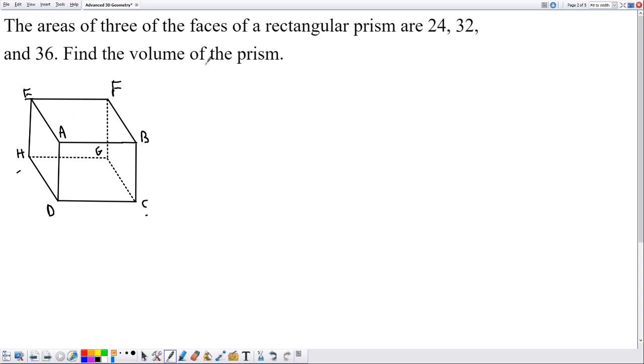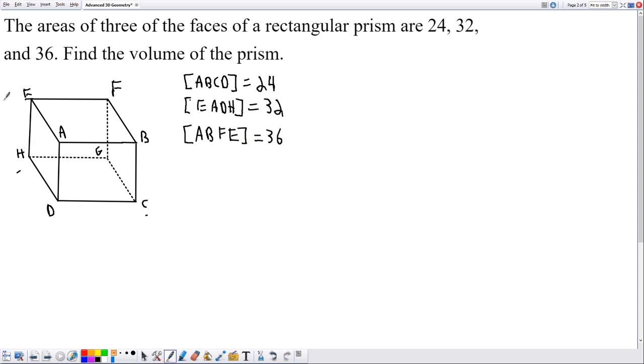So for example, let's take one of the faces, like A, B, C, D. And it seems like the smallest one, so let's say that has an area of 24. Well, that's also going to be the same area of EFGH, because they're on opposite sides. Then we would have one of the other faces, EADH, maybe the medium sized one, so 32. And that also would cover FBCG. Then we're left with the last one, which we could say is ABFE, which would have the last area of 36.